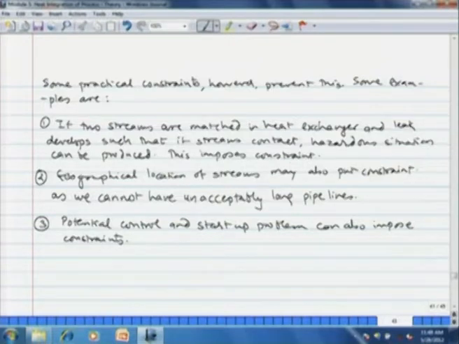Some examples of these are, if the two streams are matched in a heat exchanger and a leak develops, such that if streams contact, then a hazardous situation can be produced. This imposes the constraint. Usually the phases of the two streams have to be the same. If they are vapor phase, gas phase, and if there is any phase change, then sudden pressure drop can occur. So there are certain constraints which can prevent coupling of the streams. Geographical location of the streams may also put constraint, as we cannot have unacceptably long pipelines, and potential control and startup of the process can also impose constraint.